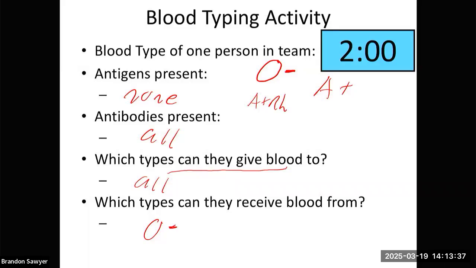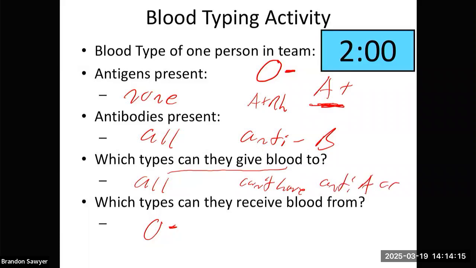A and RH. Okay. So which antibodies are present there? Yeah, anti-B. Okay. So which types of blood can they give blood to? This is all about the antigens that they have, right? So they can give blood to anybody that doesn't have the anti-A. So we'll just say it this way, can't have anti-A or anti-RH.